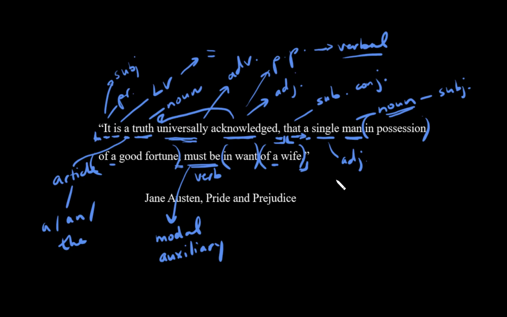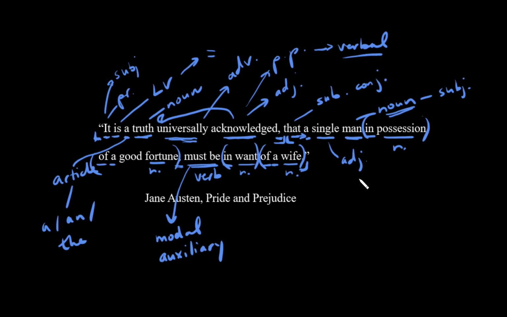4 prepositional phrases. And you can always put these in brackets because prepositional phrases are not part of the core of the sentence. They just add some extra flavor and extra information. So our prepositions then are in, of, in, and of. And you can see a nice pattern there actually. We have possession, that's a noun. We have fortune, there's a noun. We have want, which is a noun, and wife, which is a noun.